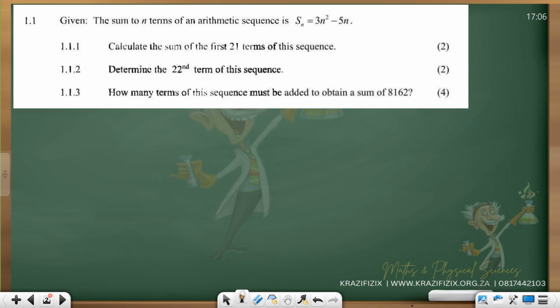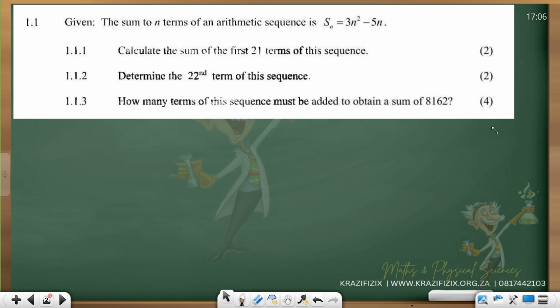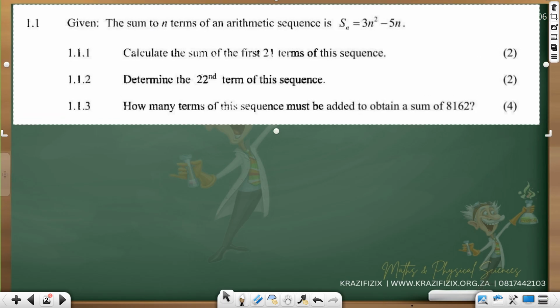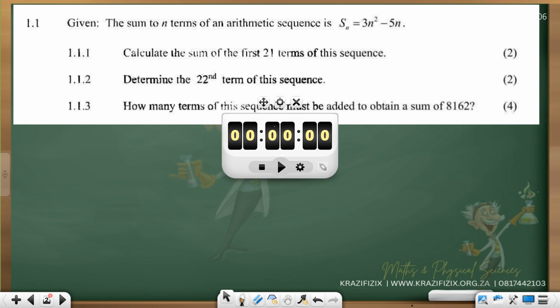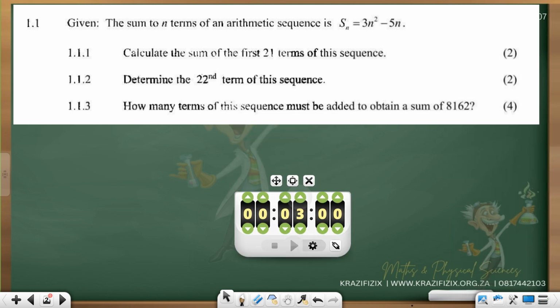Without wasting time, I want you to try these questions for me. I'm giving you 5 minutes on this. Everybody, 5 minutes, not more than 5. We're going to work like this. I'll give you questions, you quickly work it out, and we continue like this to see what we can do.